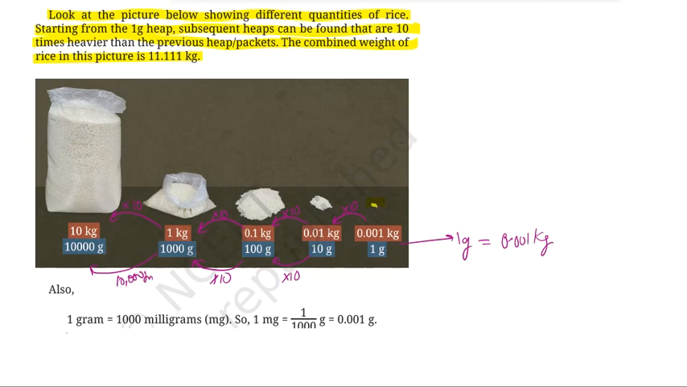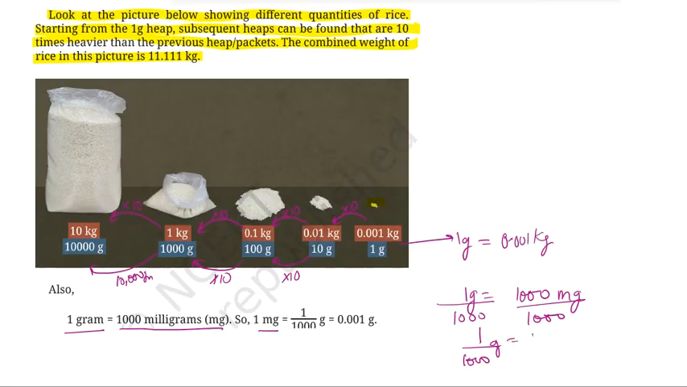Right? So 1 gram is equal to 1000 milligrams. And if you want to write the conversion between milligrams and grams, what can we alternatively write? If 1 gram is 1000 milligrams, then let us divide by 1000 on both sides. So what do you get? 1 over 1000 grams will be equal to 1 milligram. So we can write 1 milligram is equal to 1/1000th of a gram, or 0.001 grams.